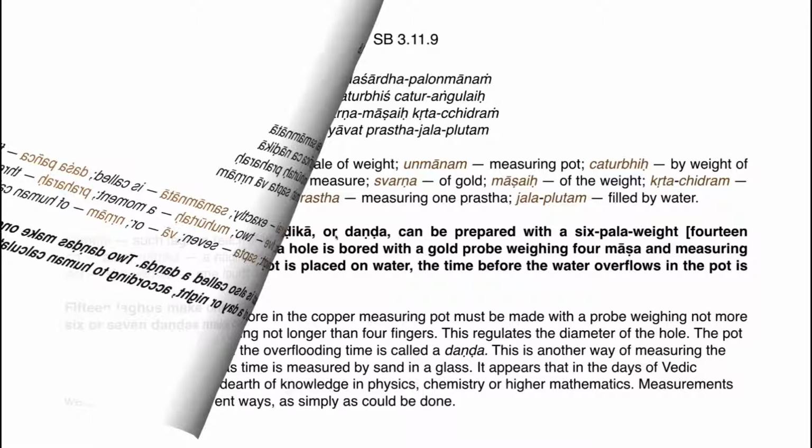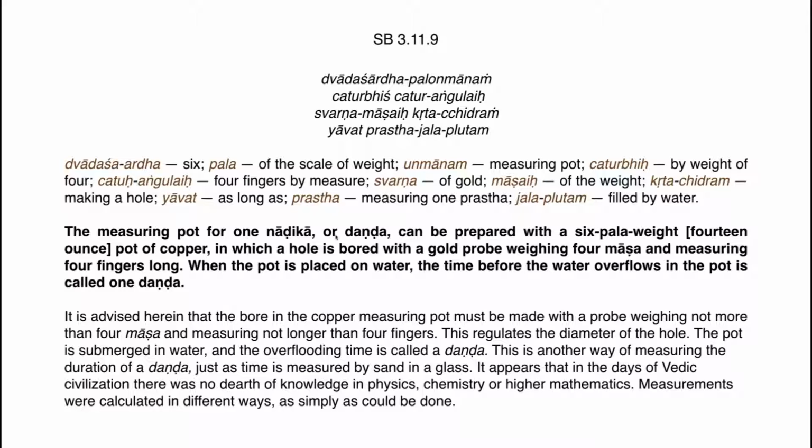Okay, so text number 9. Dvadasardha palonmanam chaturbis chatur angulai swarnamasai krita chidram yavat prasta jala plutam. The measuring pot for one nāḍikā or daṇḍa can be prepared with a 6 pala weight, which is 14 ounces, pot of copper, in which a hole is bored with a gold probe weighing 4 masa and measuring 4 fingers long. When the pot is placed on water, the time before the water overflows in the pot is called 1 daṇḍa.